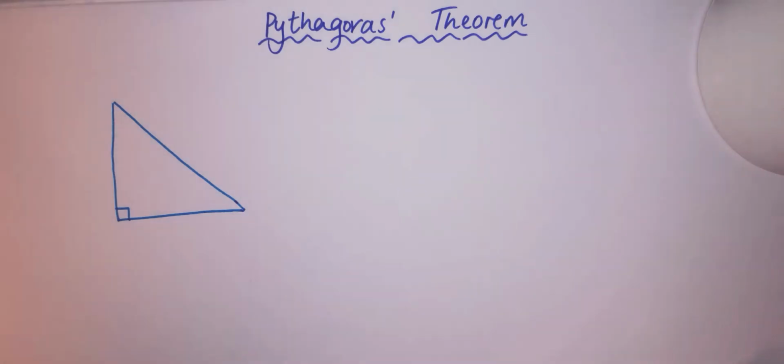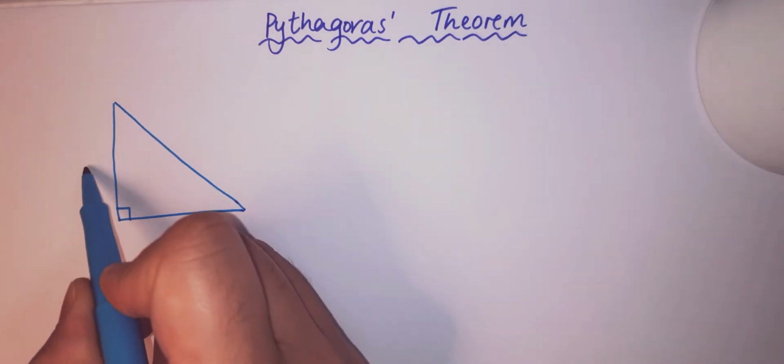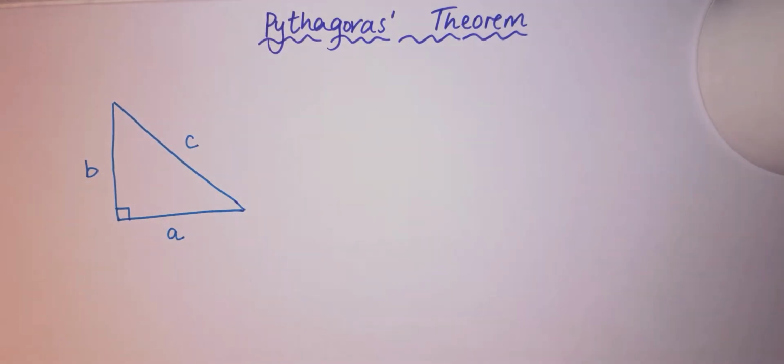So the first thing that we're going to do is look at what is Pythagoras' theorem and how we use it in questions. So here we have a right-angled triangle, and the first thing that we need to do, and it's something you should do every time you get a question that has triangles in it, is label the sides. So you could put A, B, and C.